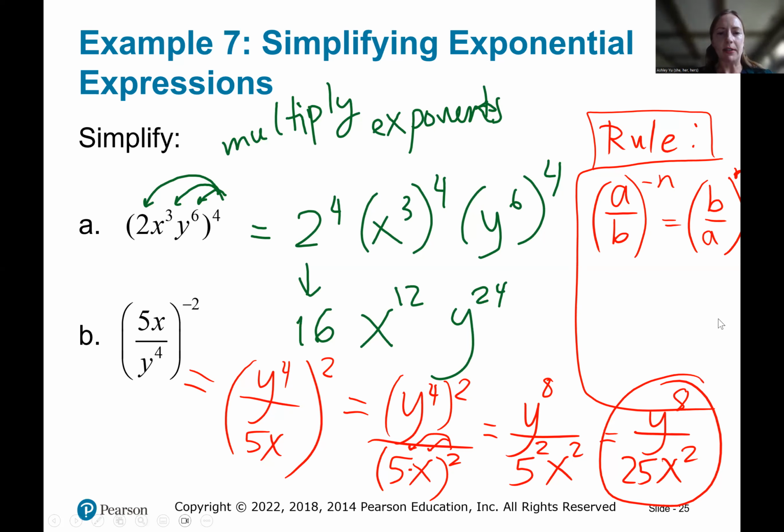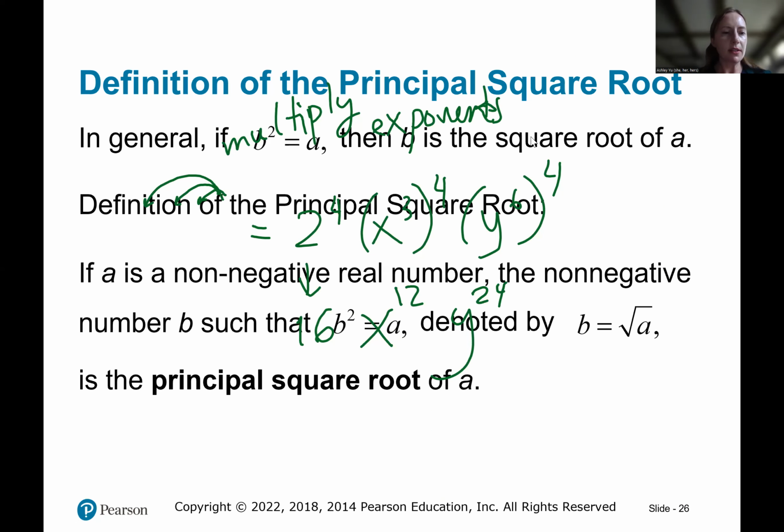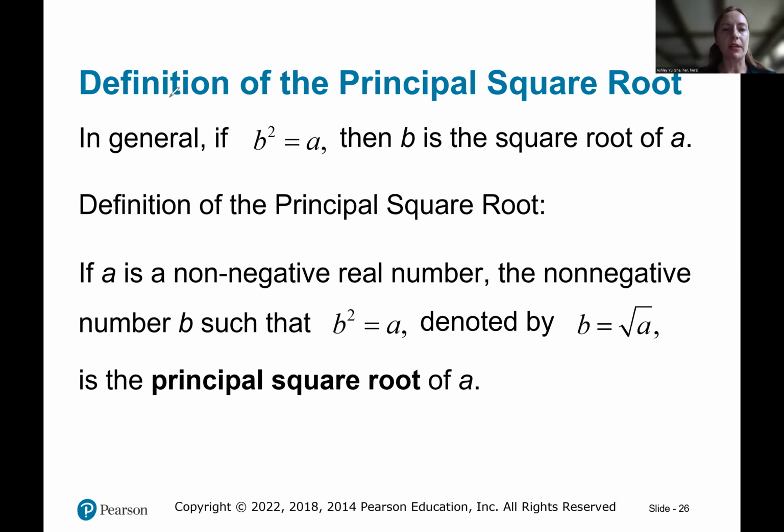Yeah, now it's getting complicated, huh? Oh, can't see because of all the writing. Okay. In general, if b squared equals a, this is talking about square roots. I think sometimes the way things are written, it's not obvious what they're trying to say.